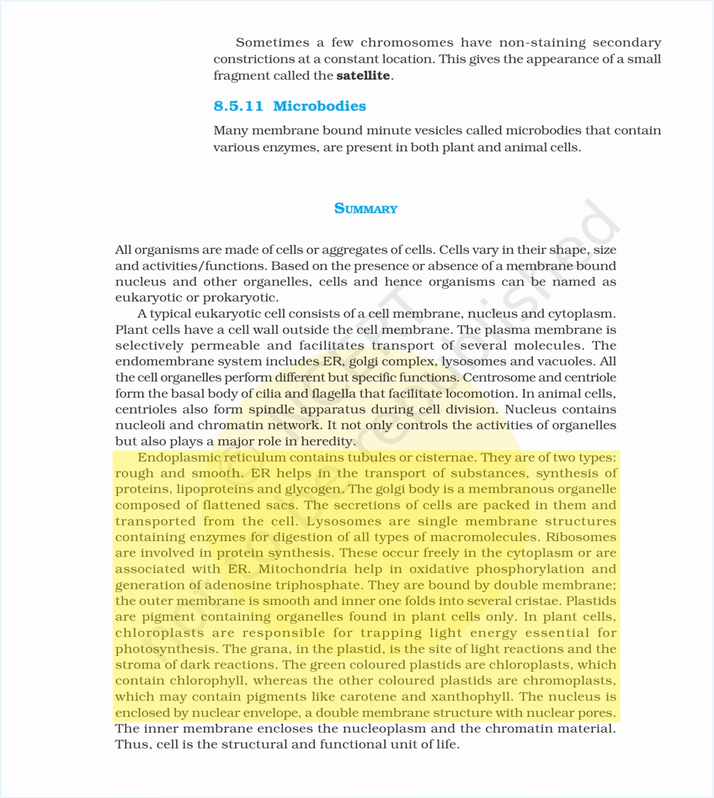Mitochondria help in oxidative phosphorylation and generation of adenosine triphosphate. They are bound by a double membrane. The outer membrane is smooth and the inner one folds into several cristae. Plastids are pigment-containing organelles found in plant cells only. In plant cells, chloroplasts are responsible for trapping light energy essential for photosynthesis. The grana, in the plastid, is the site of light reactions and the stroma of dark reactions. The green-colored plastids are chloroplasts, which contain chlorophyll, whereas the other colored plastids are chromoplasts, which may contain pigments like carotene and xanthophyll.